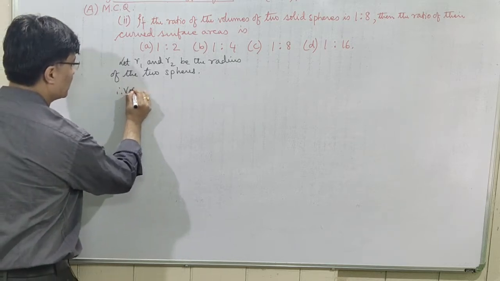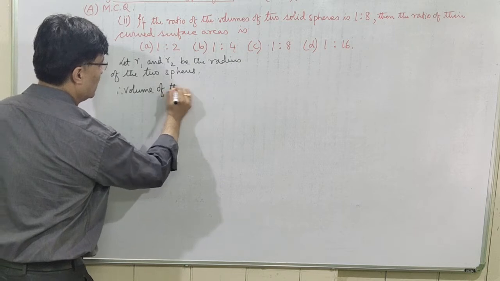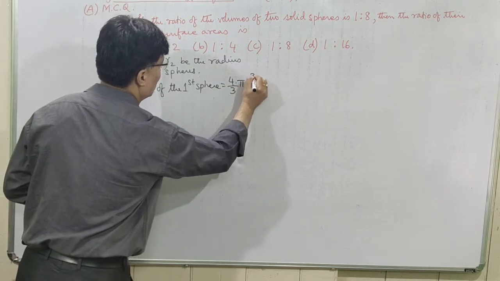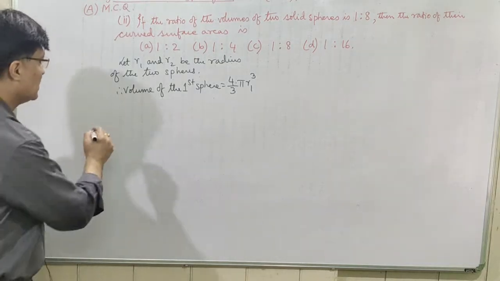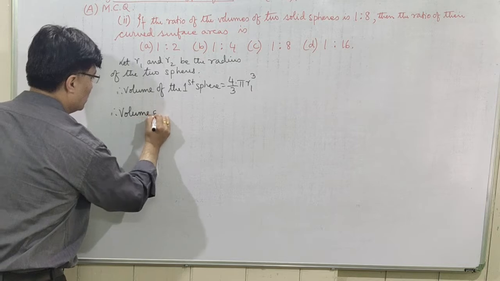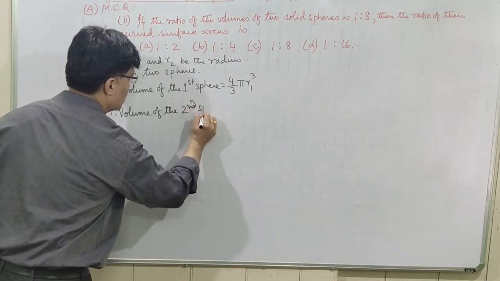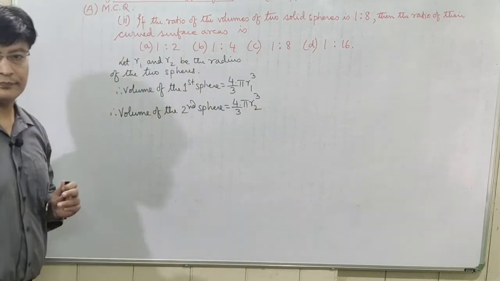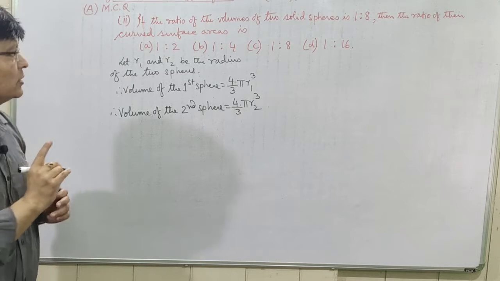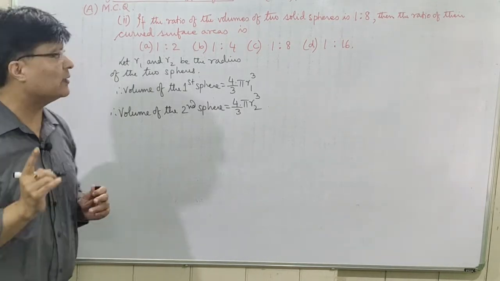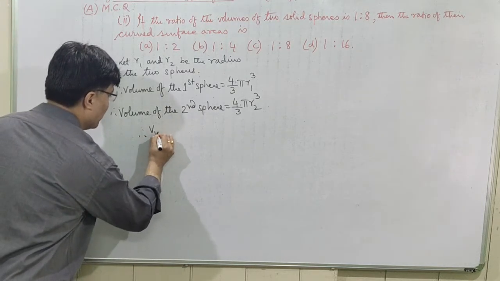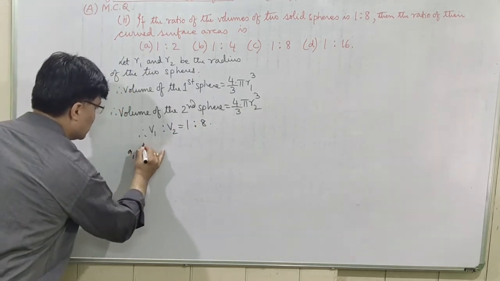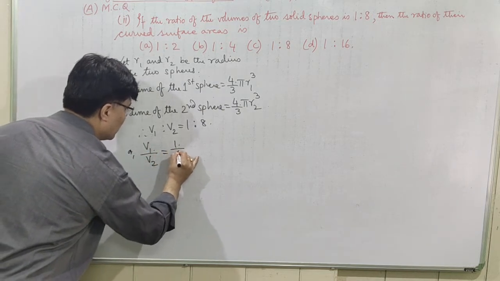So the volume of the first sphere is equal to, what is the formula? 4/3 pi R1 cube. That is the volume of the first sphere, right? So similarly, what is the volume of the second sphere? The volume of the second sphere is equal to 4/3 pi R2 cube. Is that clear? Now in the question, the ratio of the volume of the two solid spheres is given, that is 1:8. So we can write here V1 is to V2 is equal to 1:8. Okay, so we can write it in terms of fraction. So V1 upon V2 is equal to 1/8.